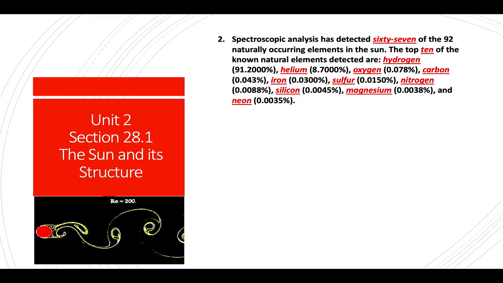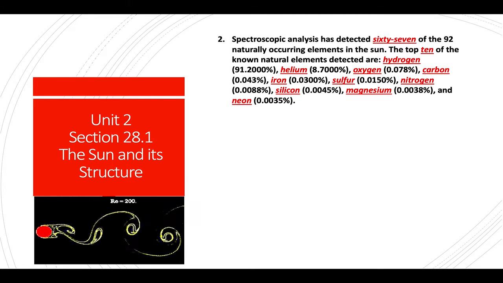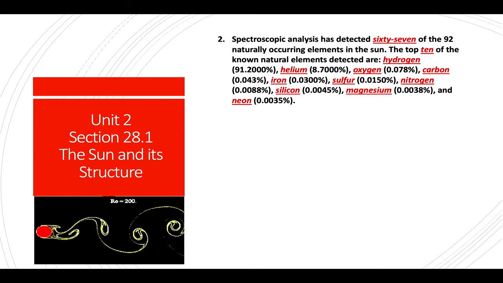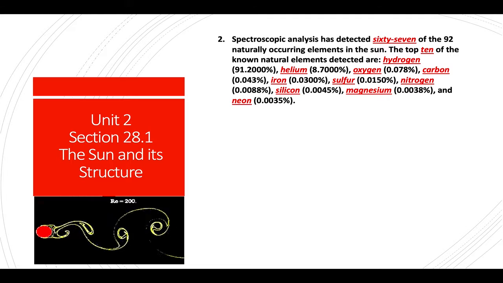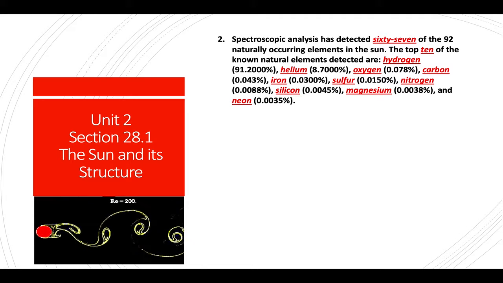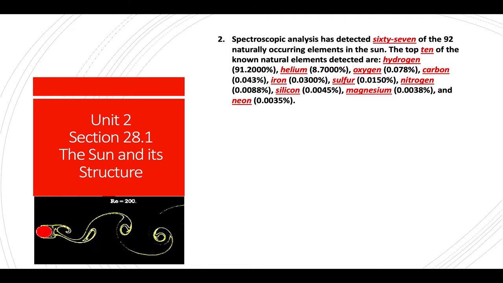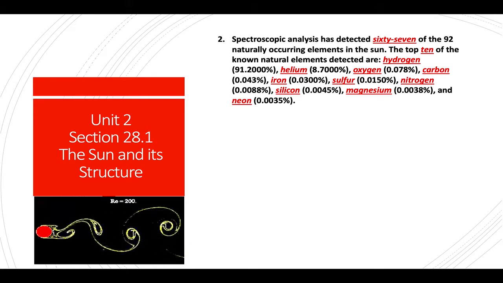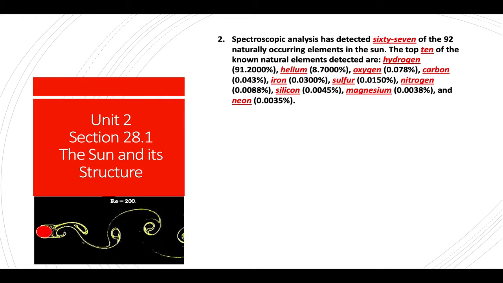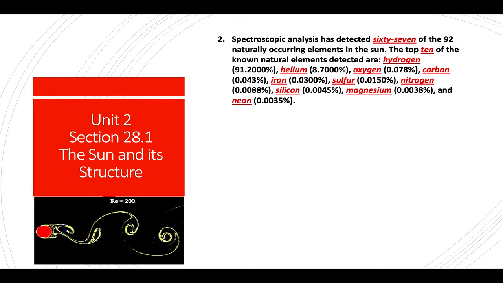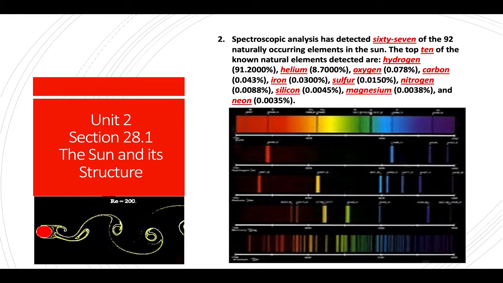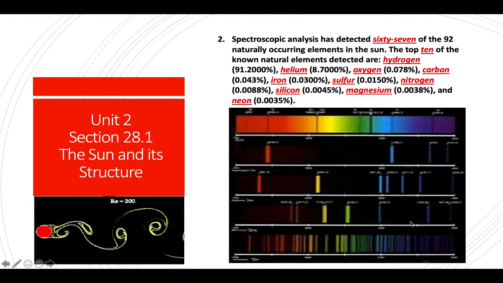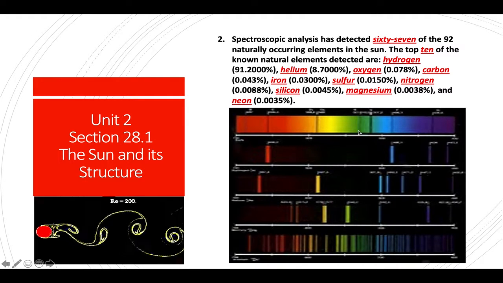The top 10 known natural elements that we have detected in our Sun are hydrogen at a vast majority at 91.2%, helium in second place at 8.7%. Then as you see, it's just fractional percentages, but there is oxygen on the Sun, carbon, iron, sulfur, nitrogen, silicon, magnesium, and neon gas, believe it or not. So they do exist in the element form on the Sun. And these are their spectral lines. These are bright line spectra here, which identify it. And this is the dark line spectra.